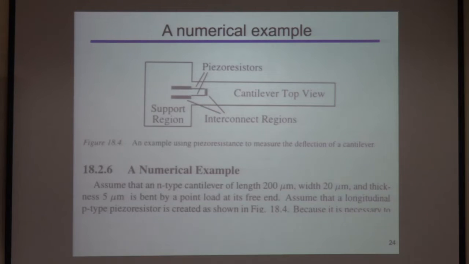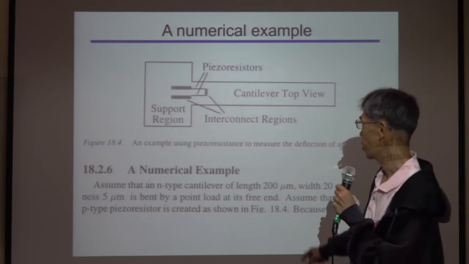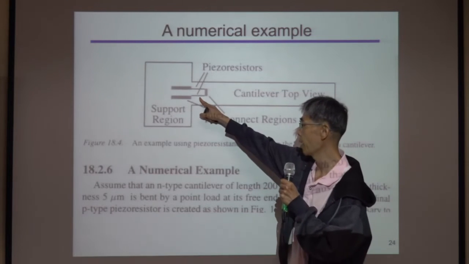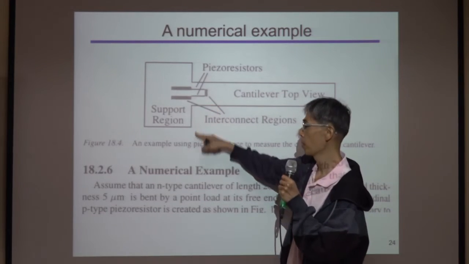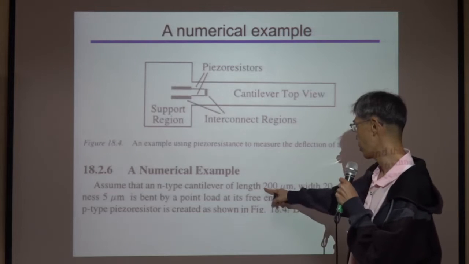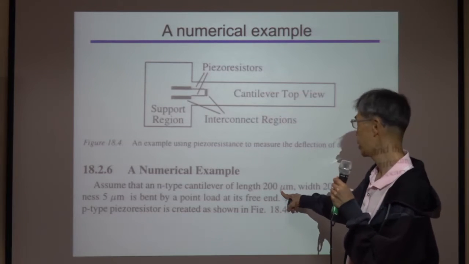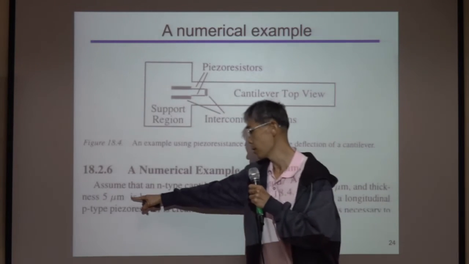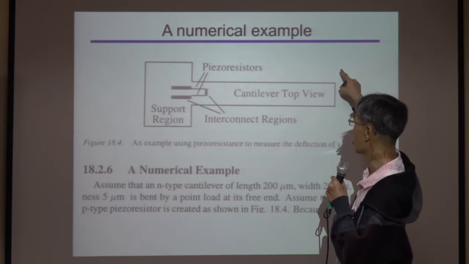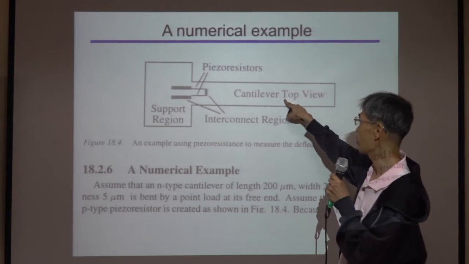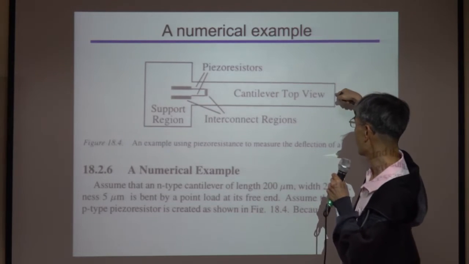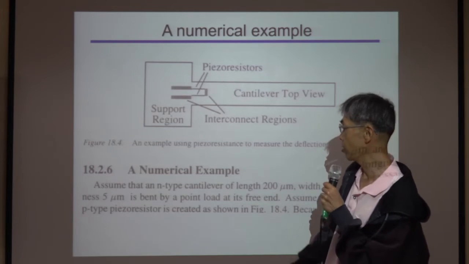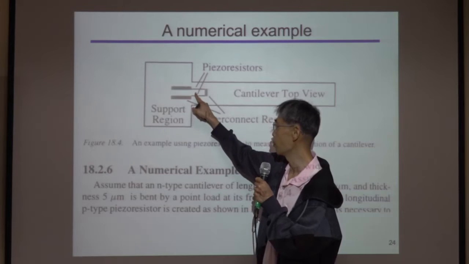Okay, so this is N-type silicon. Then we have a P-type piezoresistor, 200 micro length, 20 micro width, 5 micro thickness. Then we have a load at this point. This is the top view, so we have a load at this point. Then we create tension in the P-type piezoresistors.